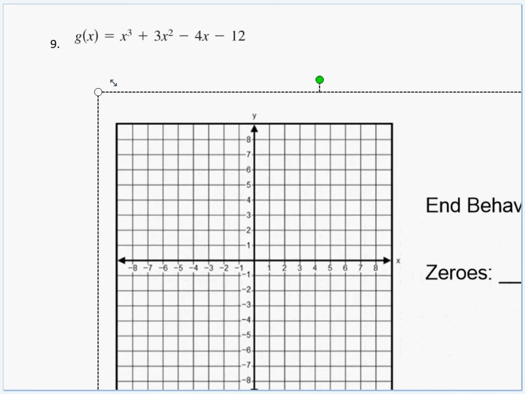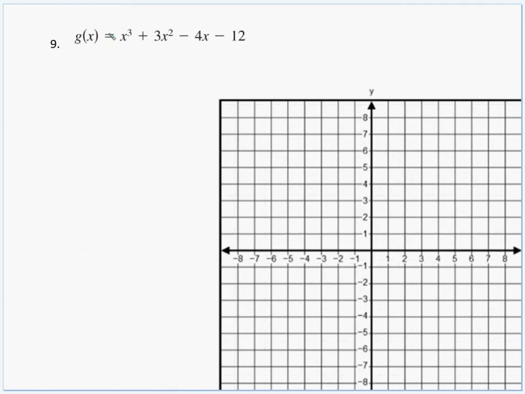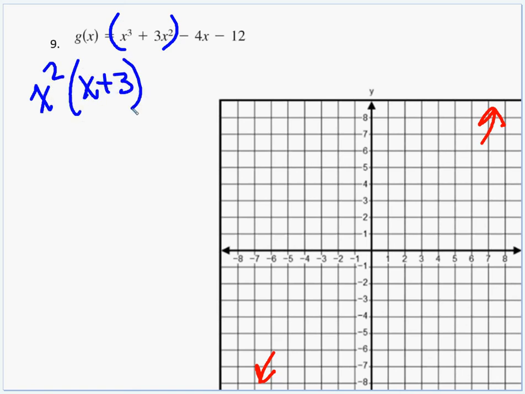And now here, if I group the first two, I can pull out an x squared, leaving an x plus 3. In the next group, if I factor out a negative 4, that leaves me x plus 3. Now I'm going to have an x plus 3 factor, multiplicity 1, and then I'm going to have x squared minus 4. Let's factor that x squared minus 4 into an x minus 2 and an x plus 2.